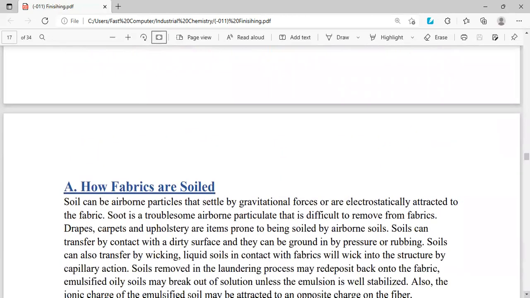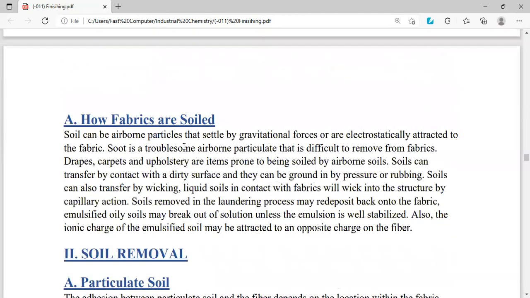Now we will discuss how fabrics are soiled. Soil can be airborne particles that settle by gravitational forces or are electrostatically attracted to the fabric. Soot is a troublesome airborne particulate that is difficult to remove from fabrics. Drapes, carpets, and upholstery are items prone to being soiled by airborne soils. Soils can be transferred by contact with a dirty surface, and then they can be ground in by pressure or rubbing. Soils can also transfer by wicking. Liquid soils in contact with fabrics will wick into the structure by capillary action.